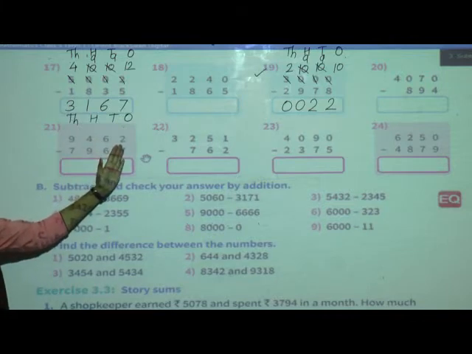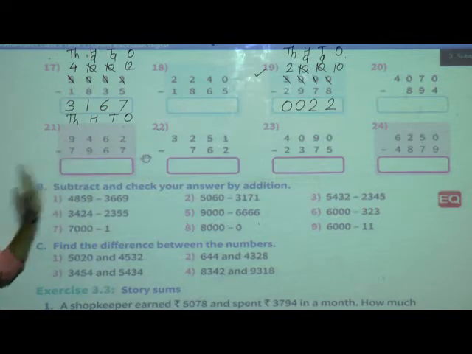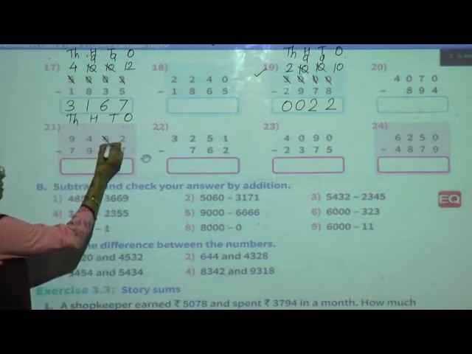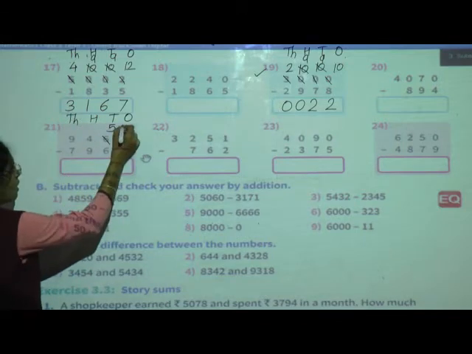Who is the neighbor of ones? Tens is the neighbor of ones. Now this neighbor is having 6. So we will take 1 from this 6. So 6 minus 1 is equal to 5 and this 2 will become 12.